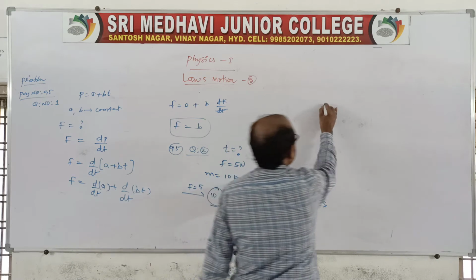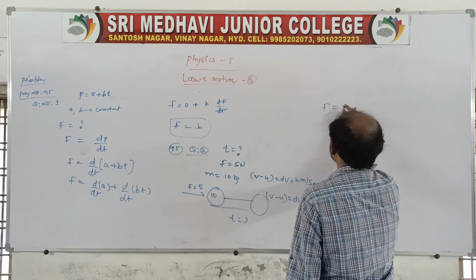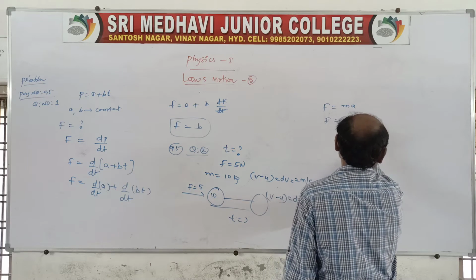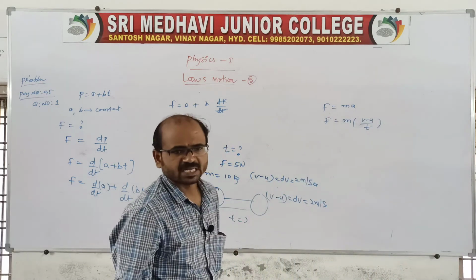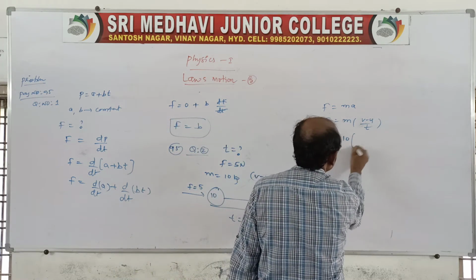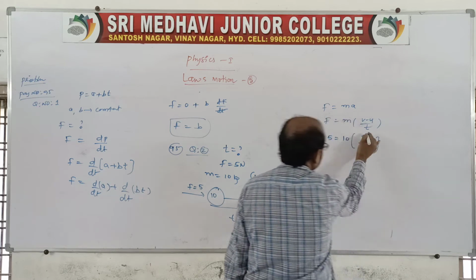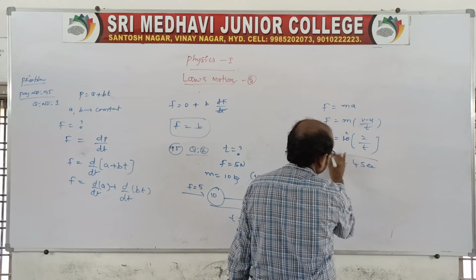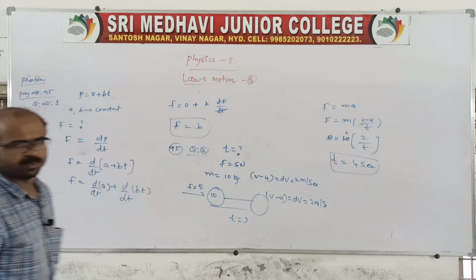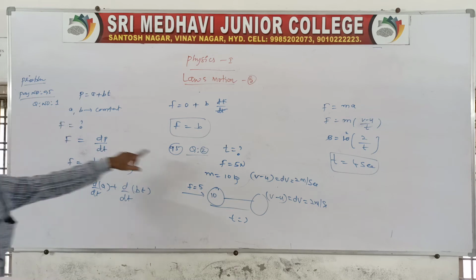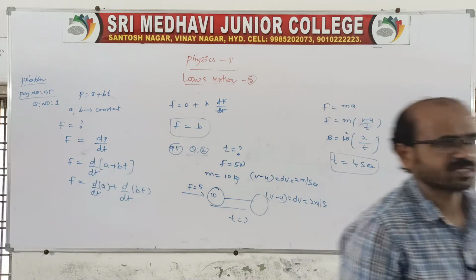Of course, we can write F = m a, then F = m (v minus u)/t, because a is (v minus u)/t. Here you write force is 5, mass is 10, v is 2. So 5 ones are 5 and 5 twos are 10, therefore time is equal to 4 seconds. Very simple problem on the basis of Newton's second law. Go through these two questions, question number 1 and question number 2, on page number 95.